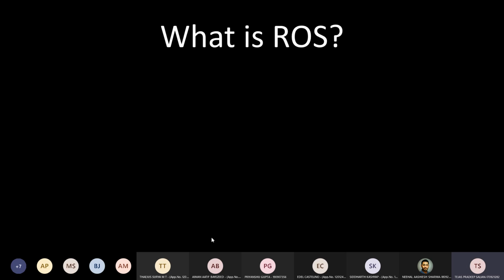What is ROS? So ROS, as I mentioned, stands for Robot Operating System. But the important feature is that it is a meta operating system. It is not a real OS. It is kind of like a communication middleware between the software part and the hardware.